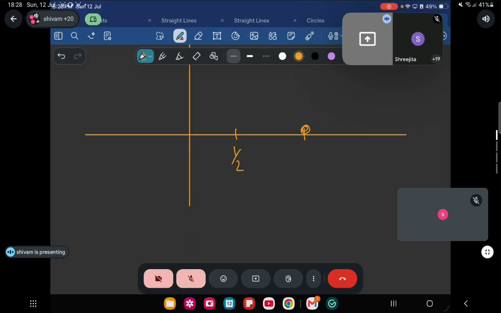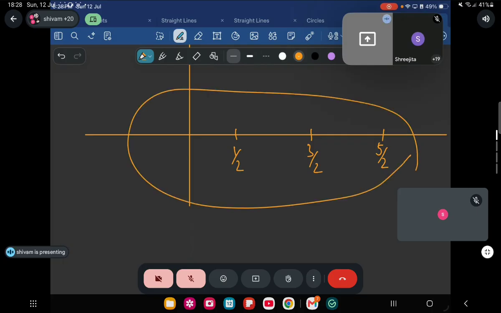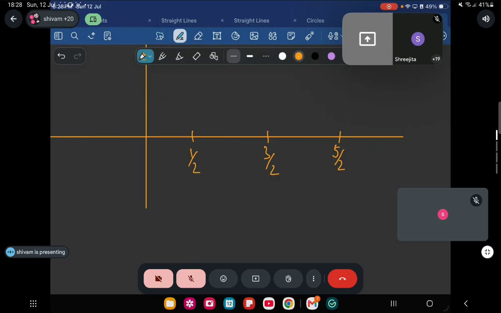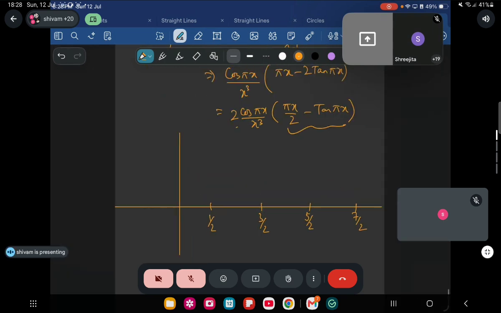Tell me, are people getting it? Half, then 3 by 2, then 5 by 2. Anyone having any doubt, you can ask me now. Then dot dot dot, it goes on like this. I think only this much interval I'll take, it will give the answer sufficiently. 7 by 2. So between 0 and half, this is how the graph is going to look.